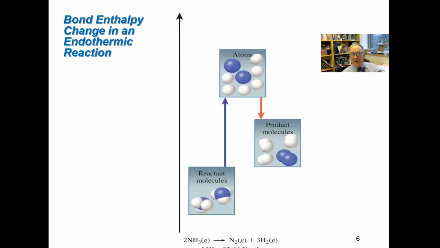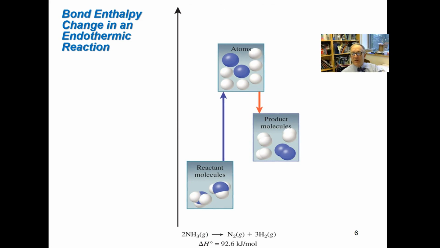Whereas, if we take ammonia and decompose it into its constituents of molecular nitrogen and molecular hydrogen, we've got these reactant molecules that are ammonia. We're adding energy to atomize, to break them apart. And then we're making new molecules, we're making new bonds. And so here the reactant molecules were lower energy than the product molecules. And so the product molecules have higher energy. So this is an endothermic process. We've had to add energy to make this happen.